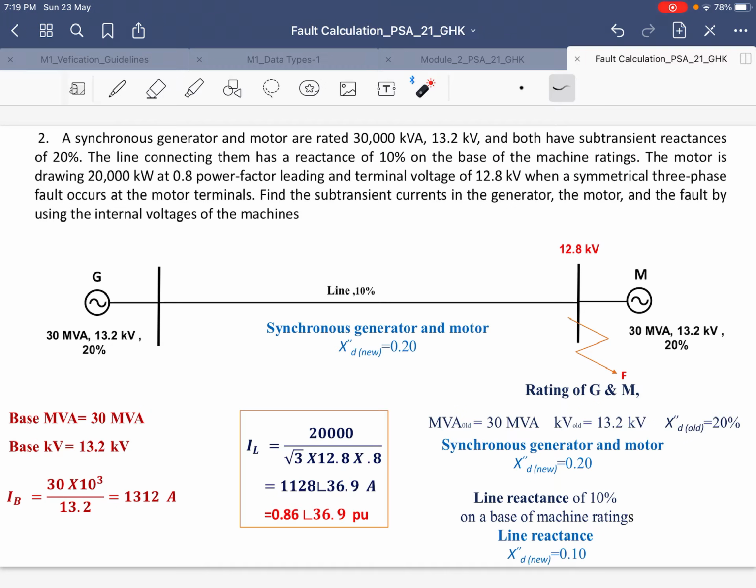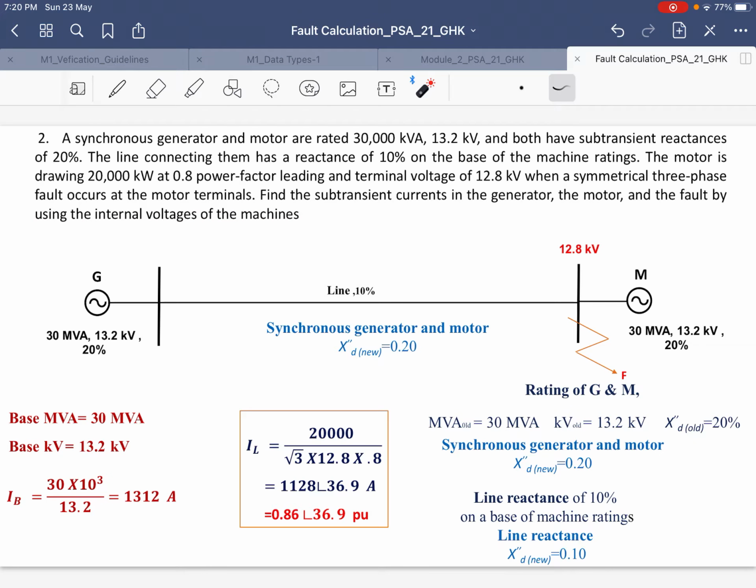Then the motor is drawing a load of 20,000 kilowatt at 0.8 power factor leading, with a terminal voltage of 12.8. Then a symmetrical three-phase fault occurs on the motor terminals. He asks you to find the subtransient currents in the generator and motor, that is the fault current contributed from the generator and motor, and the total fault current using the internal voltage of the machine.